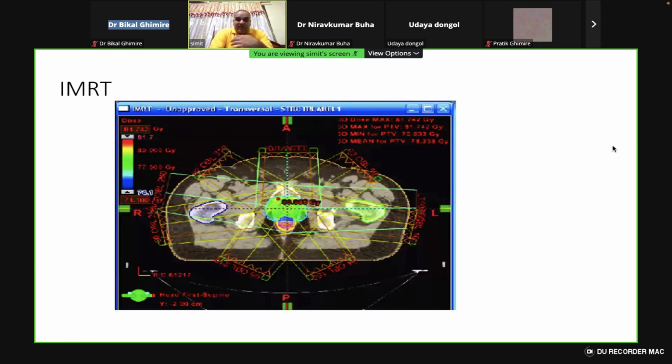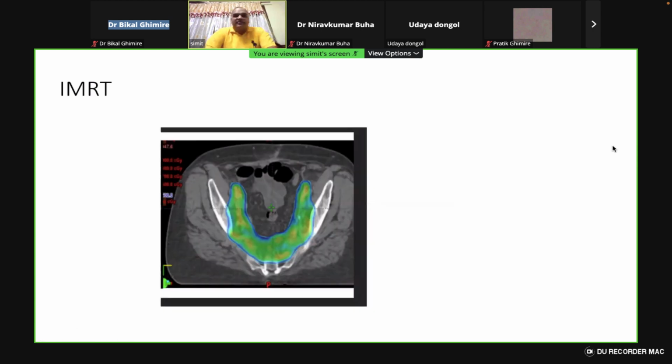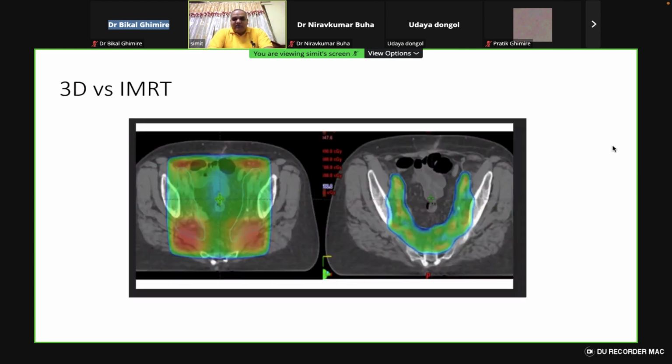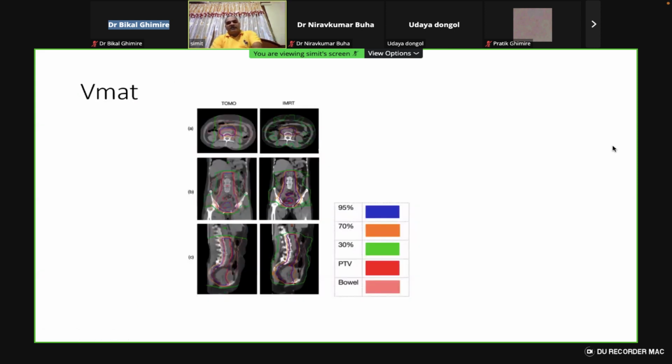In IMRT, there are multiple fields used. This is a 9-field IMRT. So what that does is sculpt the dose around our target. If you compare 3D CRT and IMRT, yes, we are covering the target, this external iliac, obturator, internal iliac, accurately in both. But if you see the dose to the small bowel, it's markedly different. In 3D CRT, the small bowel is getting almost all of the dose, whereas in IMRT, it's getting very little.